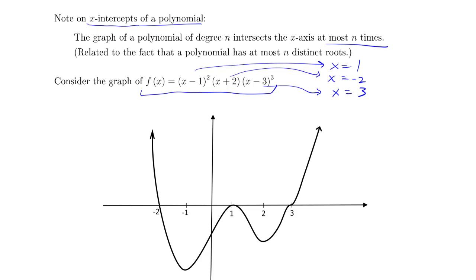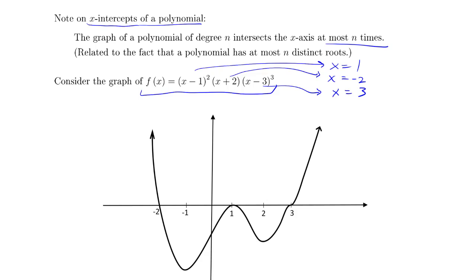Now, I must have 6 roots because this has a power of 2, this has a power of 1, and this has a power of 3, meaning if I multiplied this whole thing out, I would start with x to the 6th. So I must have 6 roots, meaning some of these are repeated. What's nice is that in this factored form, I can see how many times each is repeated.